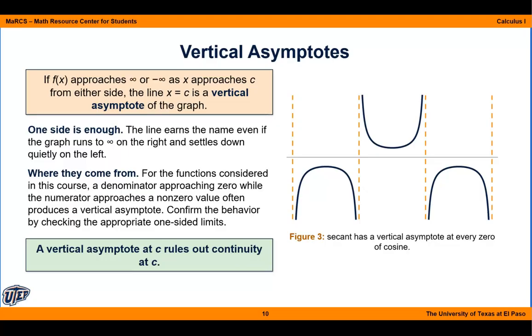The secant graph illustrates this pattern. Secant has a vertical asymptote at every input where cosine equals 0. A function cannot be continuous at a vertical asymptote because continuity requires a finite limit.